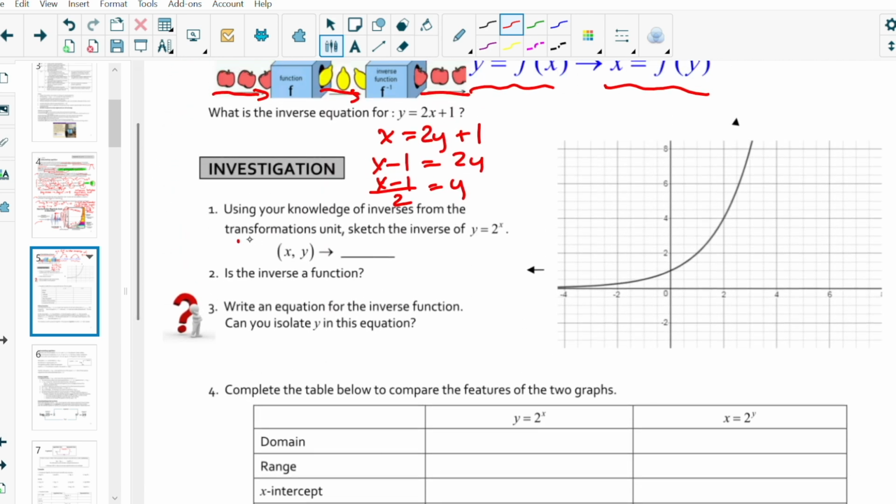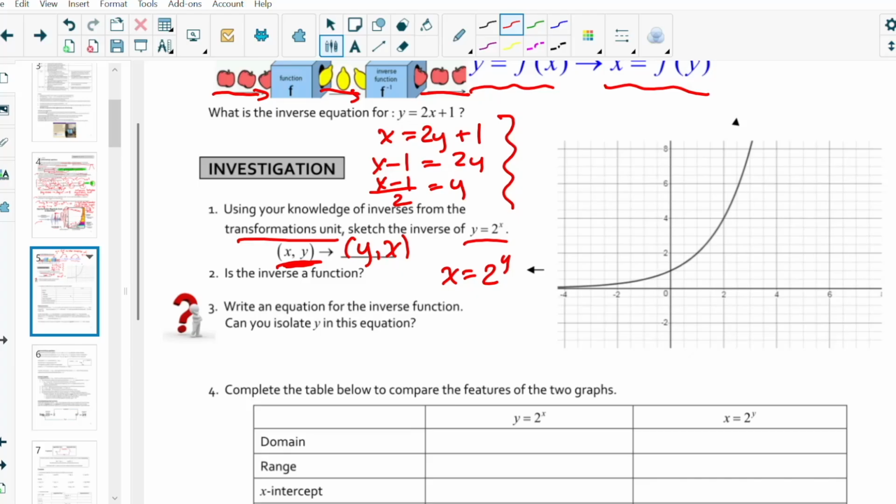Using your knowledge of the inverses from the transformations unit, whether you covered inverses in transformations or in function operations, we still understand how to do this based on this example here with the linear example. Sketch the inverse of y equals 2 to the x. So remember, this is like a mapping notation. We're transforming this graph by switching the x and y coordinates for each other. So we're doing y, x instead. So instead of y equals 2 to the x, we get x equals 2 to the y.